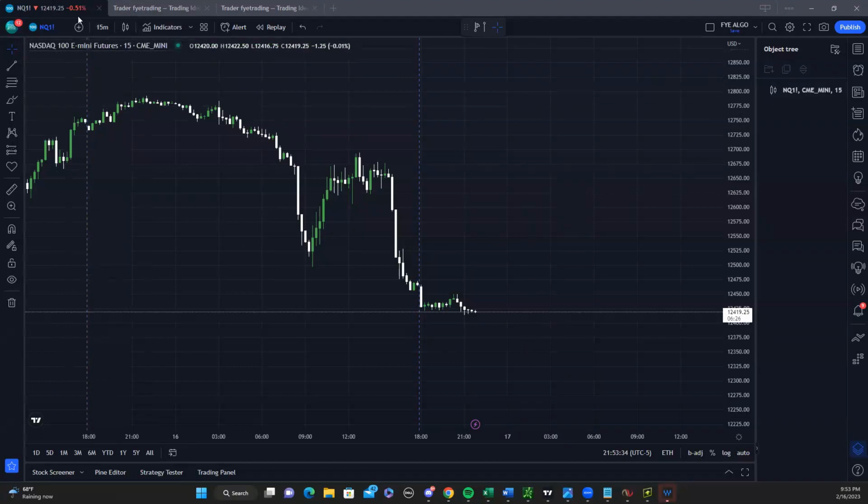Today we are going to go over how to use the newly updated EZLayUp Algo. So here we are on TradingView, and currently we're looking at a chart of NQ, which is the futures for NASDAQ. We're looking at a 15-minute chart.